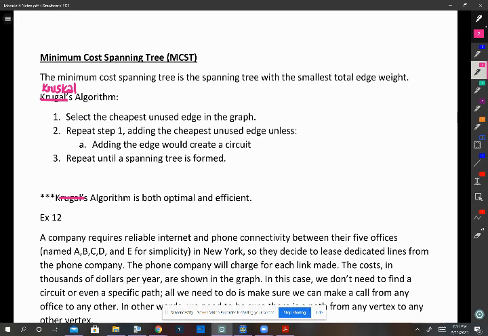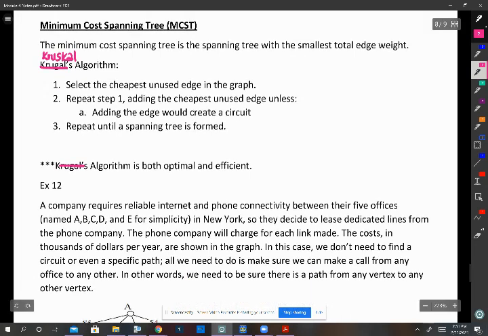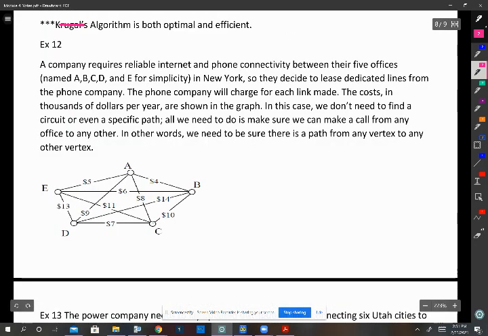So anyways, the minimum cost spanning tree. If we look at this example, it talks about a company requiring reliable internet and phone connectivity between 5 offices. They named them A, B, C, D, E, and they want to figure out the cheapest way to connect those office buildings.